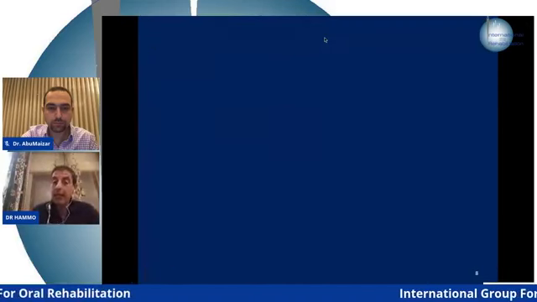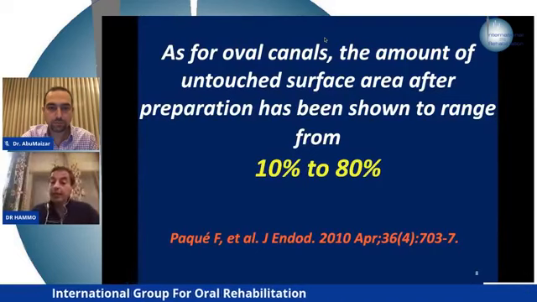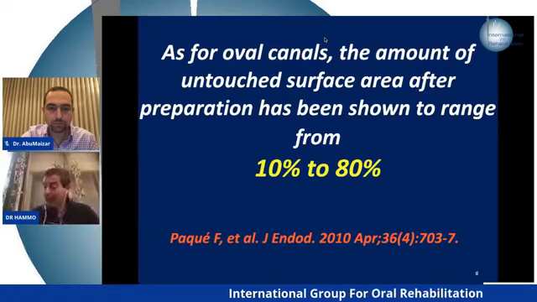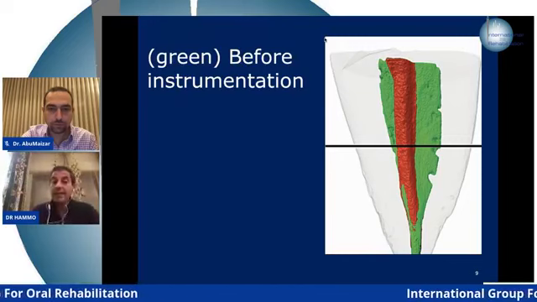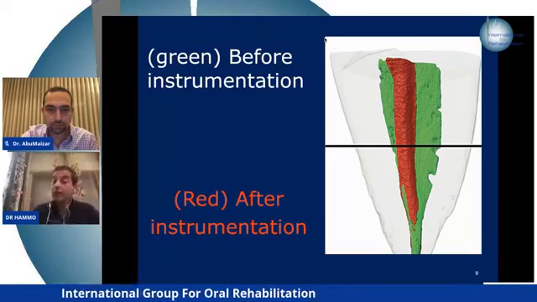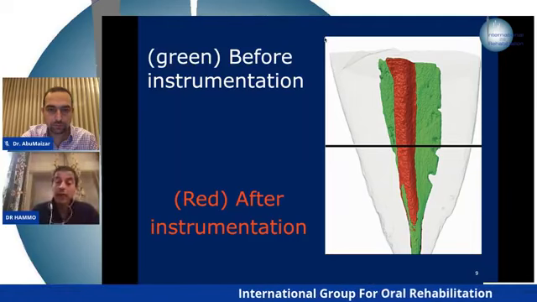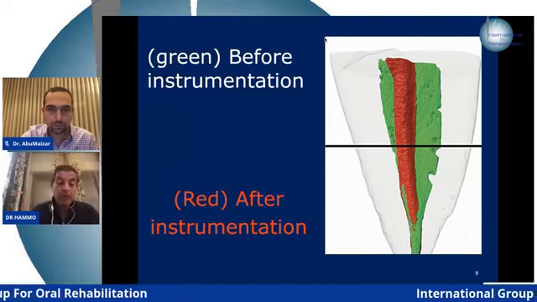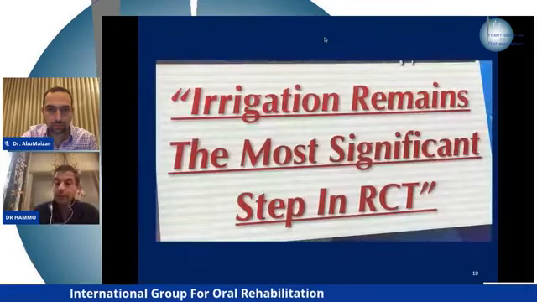By using irrigation. Another thing: as for oval canals, the amount of untouched surface area after preparation has been shown to range from 10 to 80%. You can imagine in the case of a canine, which has an oval canal, this is the green before instrumentation, and this is the red after instrumentation. That means about 80% of the canal's walls are untouched. So how do we eliminate debris and necrotic tissues? By irrigation. So this shows us the importance of irrigation during our work.